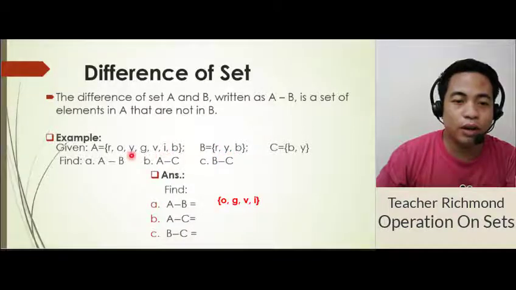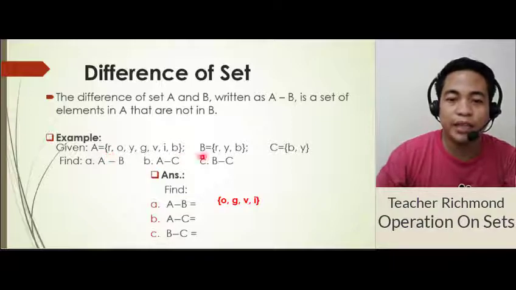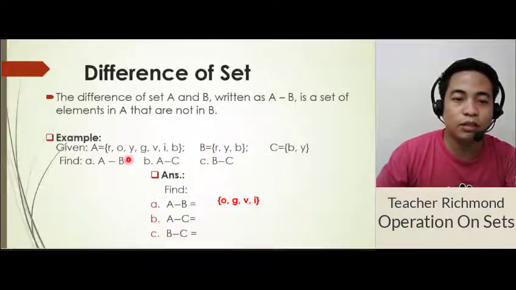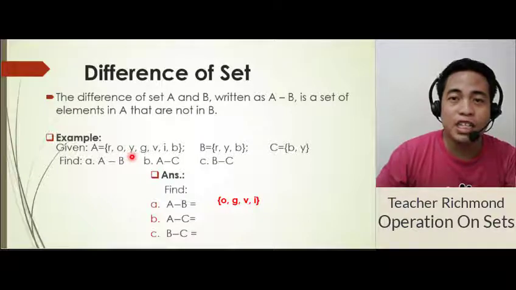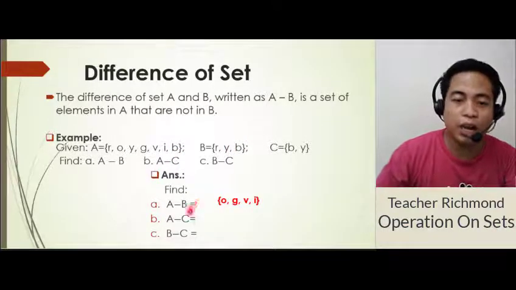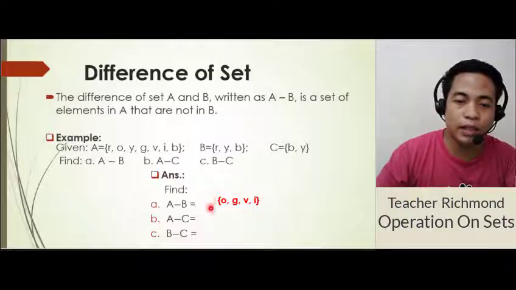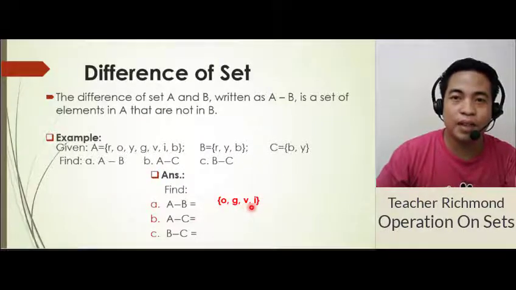There you go. You get O, G, V, I. So therefore, the difference of set A and B are O, G, V, I. We don't write R. Why? Because R is present in set B. We don't write Y because Y is present in set B. We don't write B because B is present in set B. Therefore, our answer for the first example is O, G, V, I.